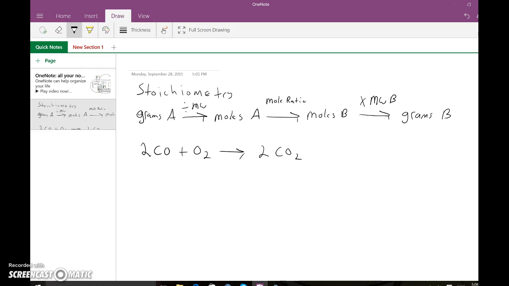And we may need various parts of this map. There's some parts we may not use. We may start with moles. Who knows? But the point is that's pretty much the whole map we need. So, okay, let's work through an example. Let's say 5.00 grams CO reacts with excess oxygen, how much CO2 forms?